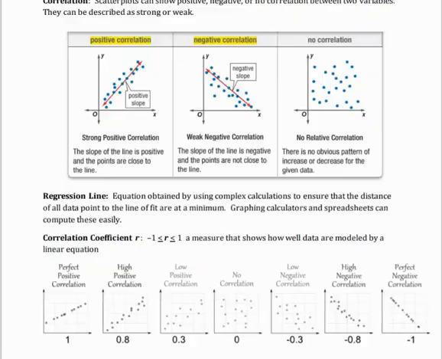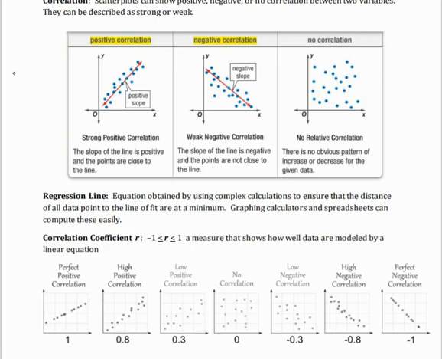Okay. Then we have a regression line. Our regression line is like our line of best fit. However, this comes from the calculator. So oftentimes, graphing calculators or spreadsheets can compute the calculations for the line of best fit, and we call that specifically the regression line.